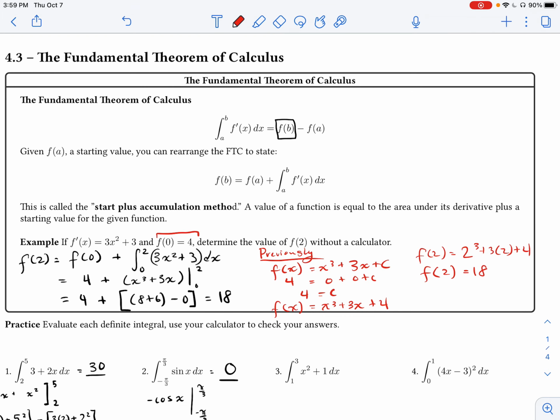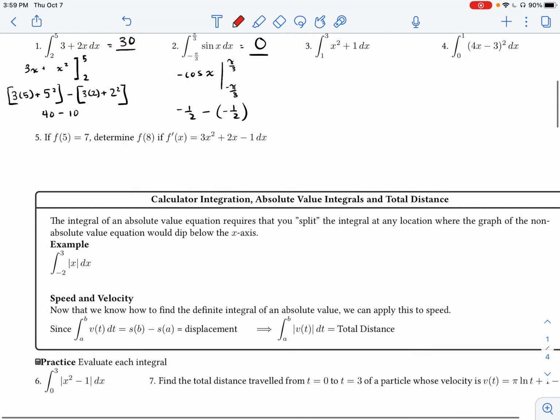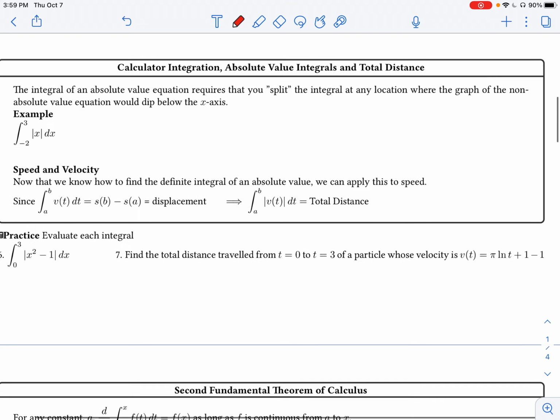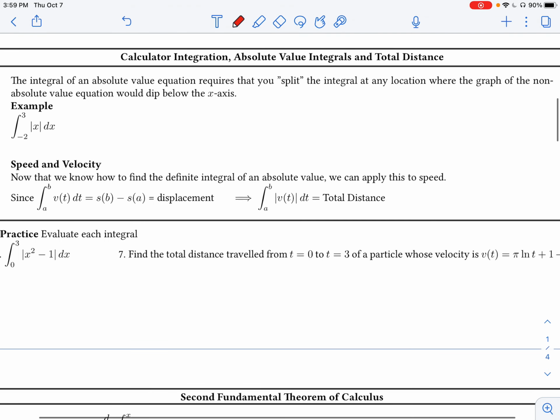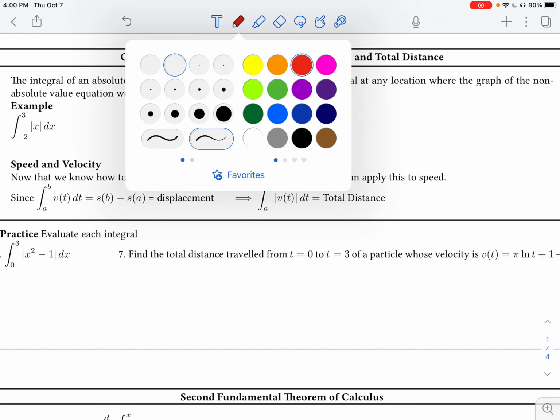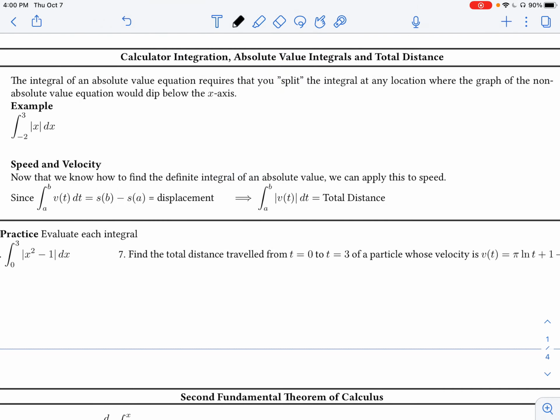So now that we've talked about the start plus accumulation method, let's move on to finding the integral of an absolute value function. So the integral of an absolute value function requires that we split the integral at any location where the graph of the non-absolute value function would dip below the x-axis. So let's start with a basic example before we do something a little bit more difficult. So let's start with something like the absolute value of x.